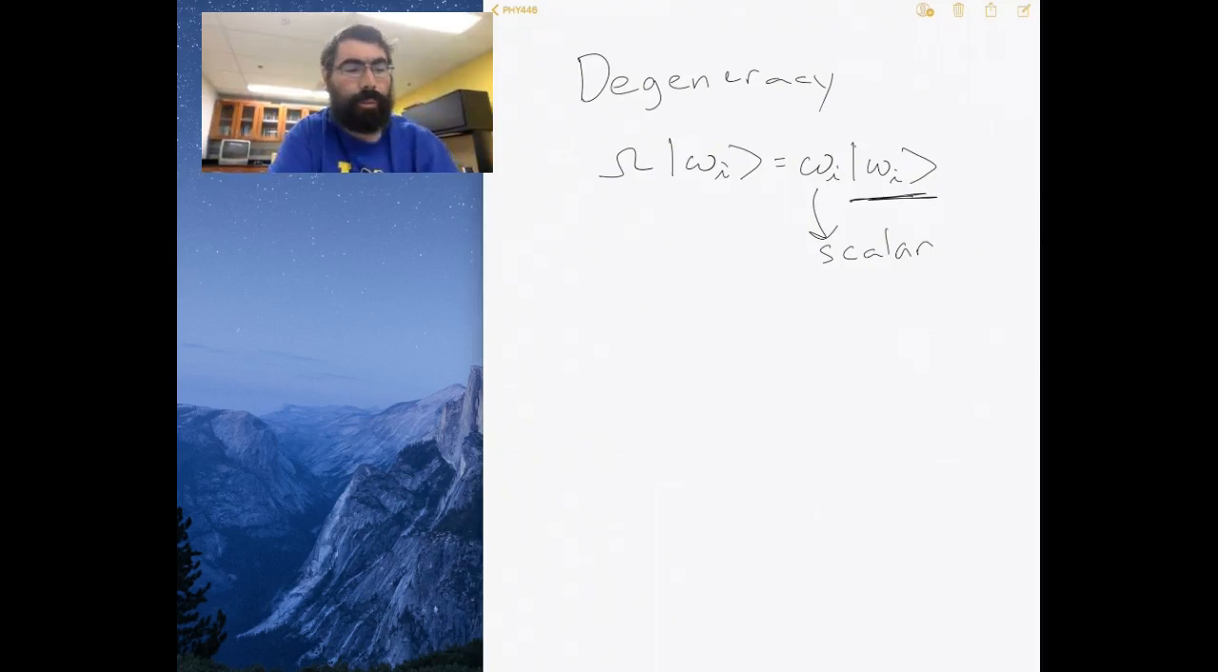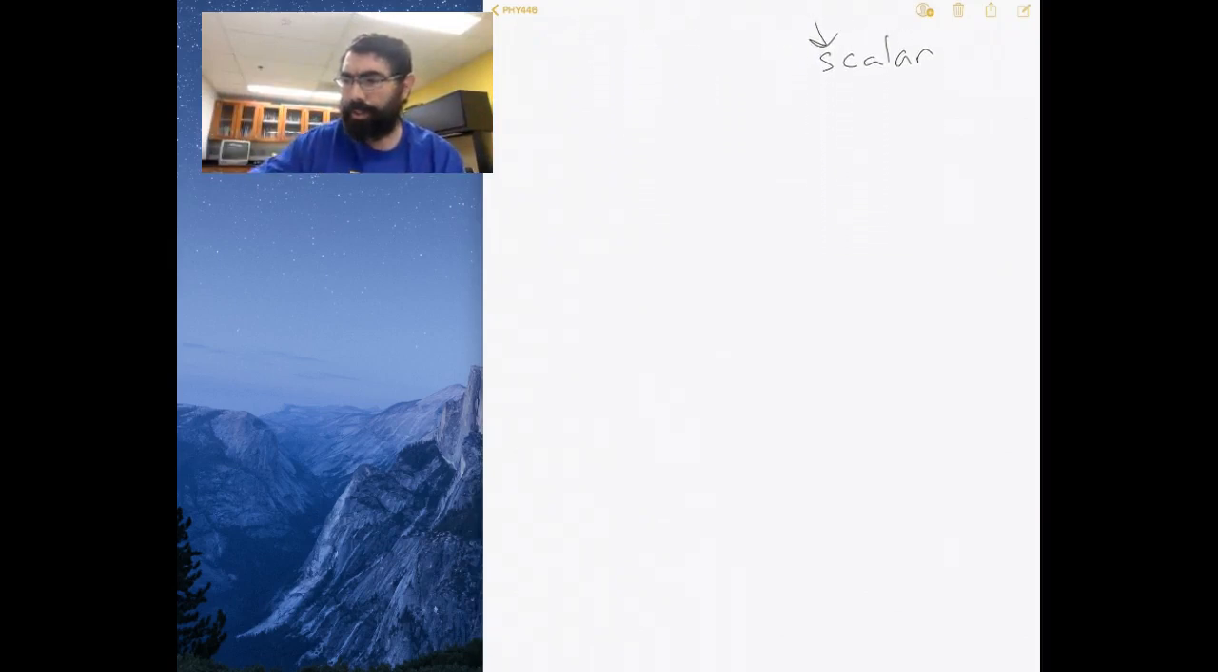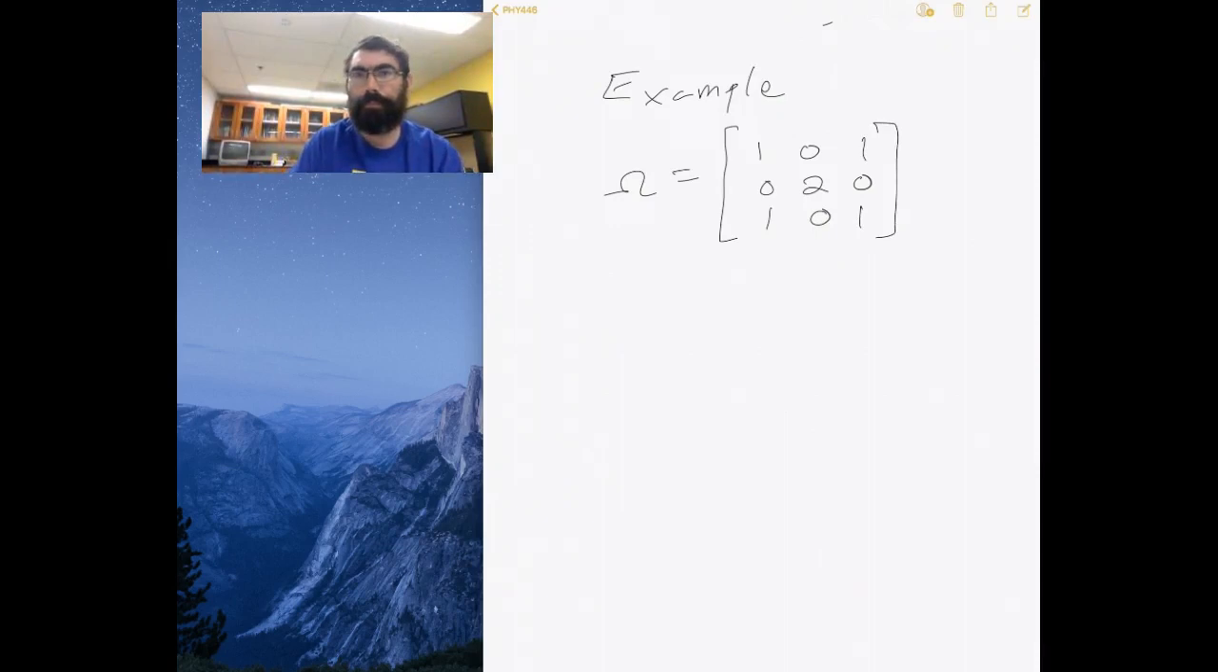So the example I want to talk about now is degeneracy, where we get two states with the same eigenvalue. So let's look at an example. The operator that I want to consider is this 3 by 3 matrix of 1, 0, 1, 0, 2, 0, 1, 0, 1. Okay, so that's going to operate on our vector space.